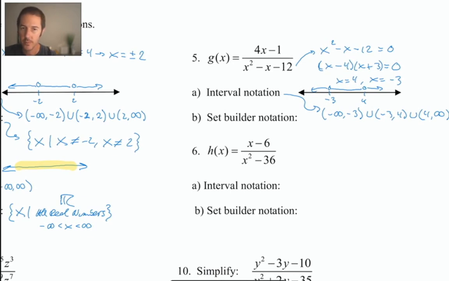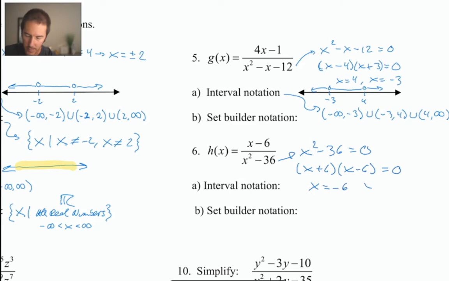In problem number 6, same thing. Take the denominator, set it equal to 0, factor. This is really turning into more of a factoring lesson. X squared minus 36 is a difference of squares, so it factors into a plus b times a minus b, which in this case is x plus 6 times x minus 6 equals 0, which gives you x values of negative 6 and an x value of positive 6. Those are the x values that you want to leave out of your domain. They get open circles on the number line, and then translate that into interval notation.